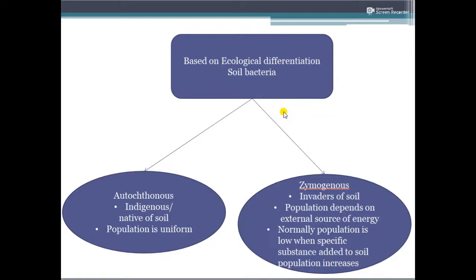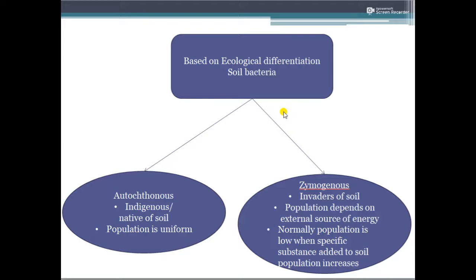They are referred to as autochthonous bacteria. This term is important. The bacteria which are found throughout the year within the soil, which have a uniform population, or which are always native to the soil, are referred to as autochthonous bacteria.